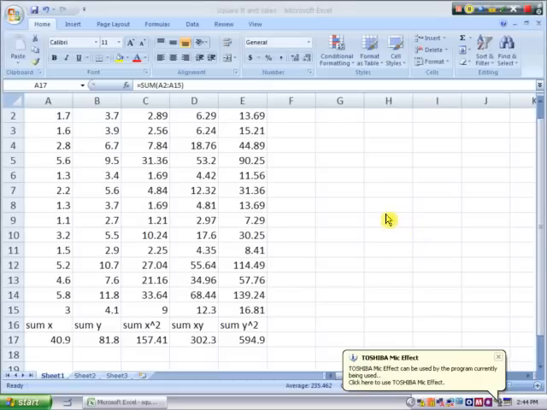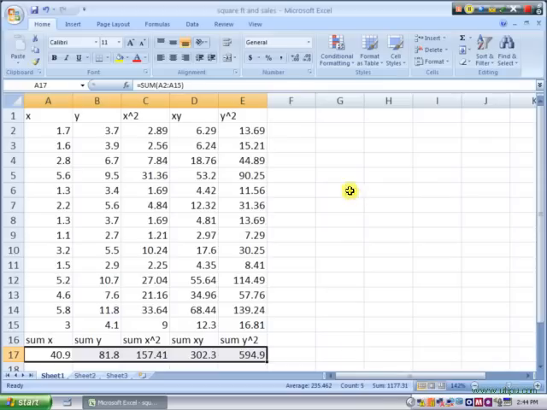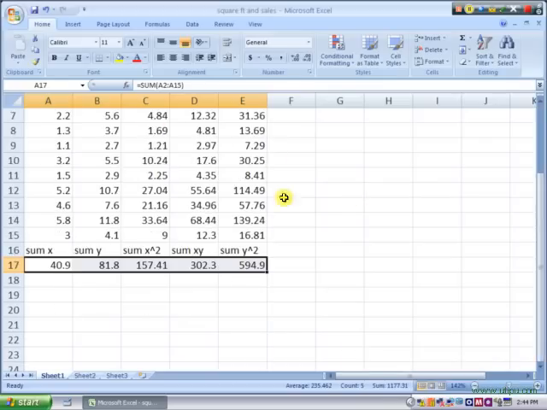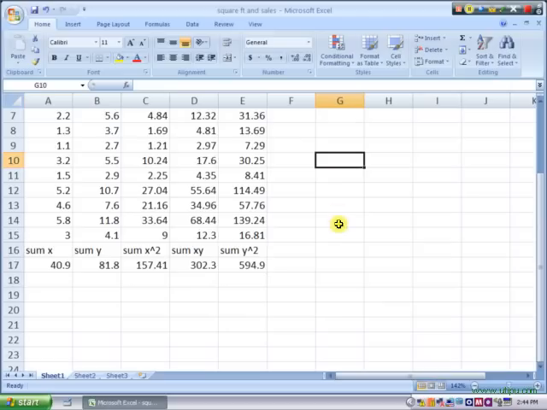All right, let's get our R squared now. I've got our data back up here: x, y, x squared, xy, y squared, and their sums down at the bottom. So for the R squared, now you have your formula in front of you, right? Let's do the numerator first.